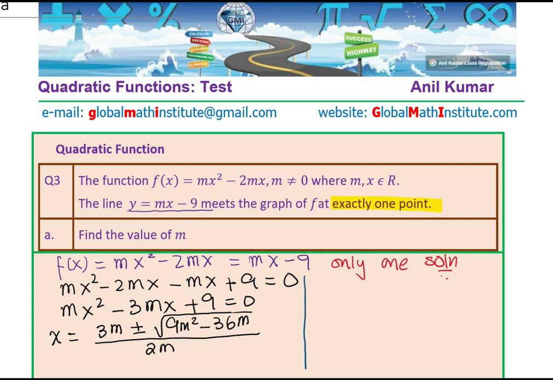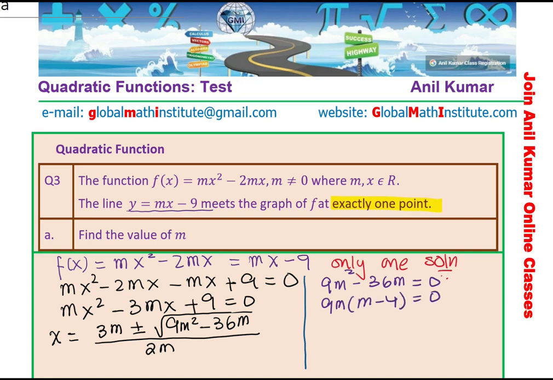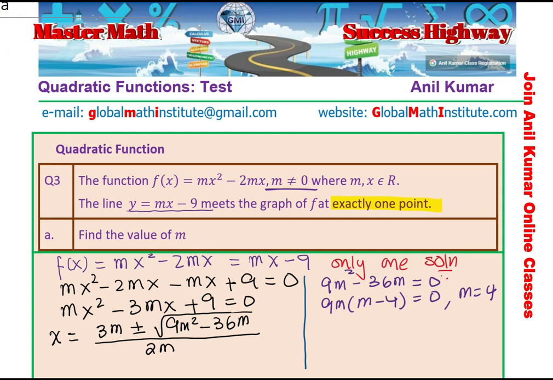And one solution means that the discriminant, which is b squared minus 4ac, should be equal to 0. So the discriminant, 9m squared minus 36m, should be equal to 0. Factor out 9m, so you get m minus 4 equals 0. That gives you two solutions, and m equals 4 is the valid solution since we know that m is not equal to 0. That is given in the condition itself. So we get the value of m.